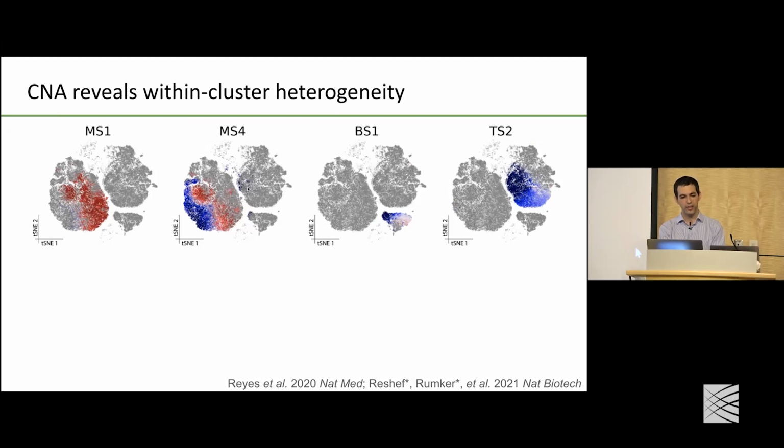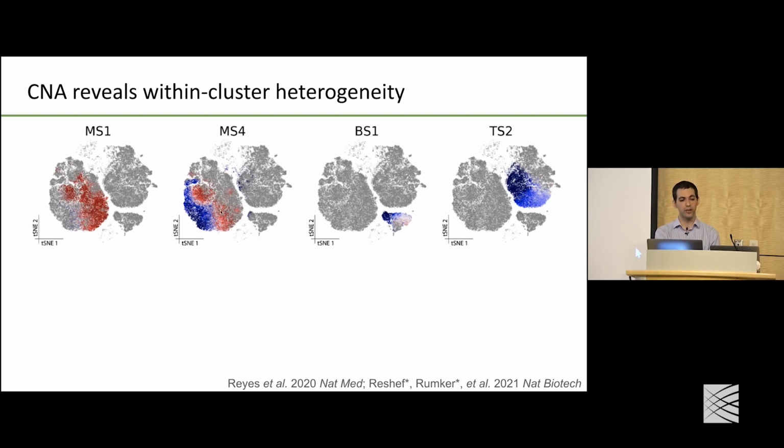Then over here, you're seeing the CNA results just for the cells in the MS4 cluster. Here, you're seeing them just for the cells in the B cell cluster BS1, and here you're seeing them just for the cells in this T cell cluster TS2. And what we see is that though for MS1, there is really a uniform trend towards expansion across the cells in the cluster in sepsis, the other clusters don't behave this way.